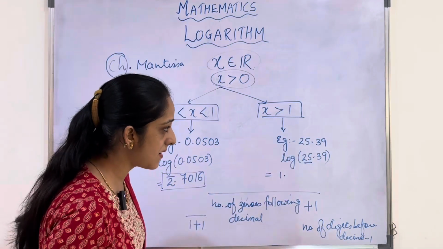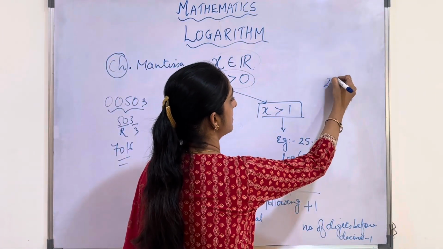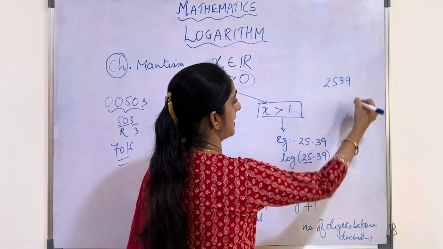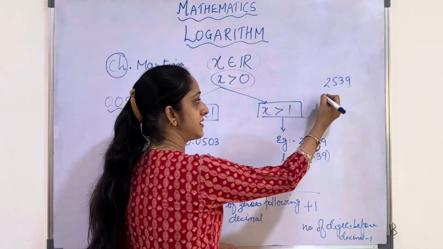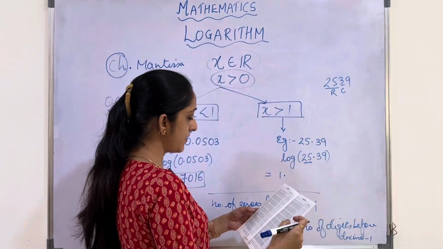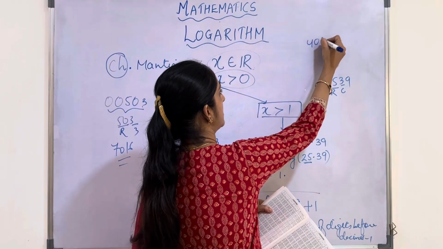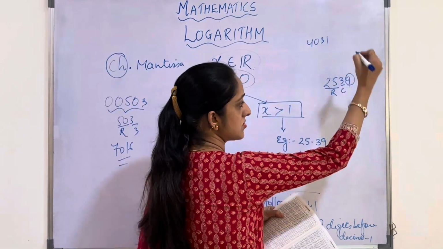Now we'll see the mantissa part. As you know, for mantissa, we consider the number without decimal, which will be 2539. Now in this case, we will see the 25th row, third column. The 25th row, third column will give you 4031. Now this 9 is also there.